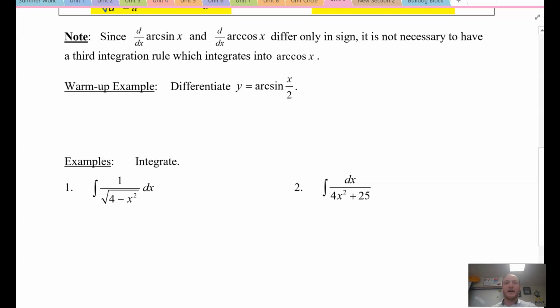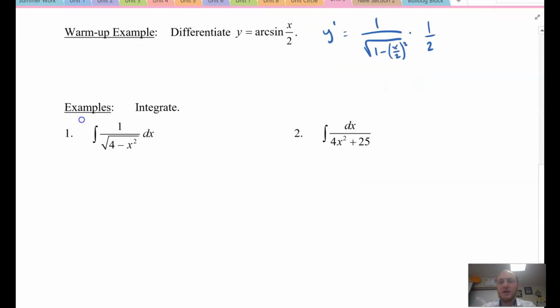All right, so hopefully you have paused the video, and we're going to take the derivative of this function. Thus, y prime is going to be equal to 1 over the square root of 1 minus (x over 2) quantity squared times the derivative of the inside, which is 1/2. If I clean this up, this is 1 over 2 times the square root of 1 minus x squared over 4.